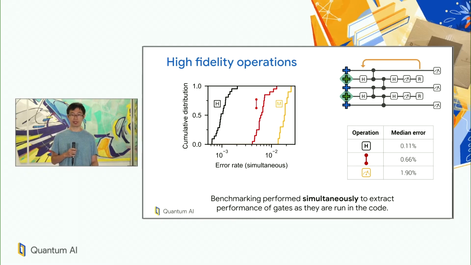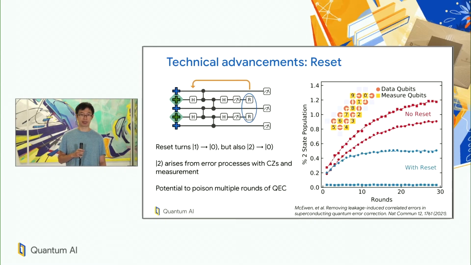Now, just having these high fidelity operations was the first step to getting this experiment to work. We've had to learn a lot of other new things in order to get quantum error correction to work successfully. One example of that is reset. We're applying these reset gates after every one of our measurements on the measure qubits. And traditionally, you can think of reset as turning the 1 state into the 0 state. But importantly for us, the reset also turns the 2 state of the transmon qubit into 0.